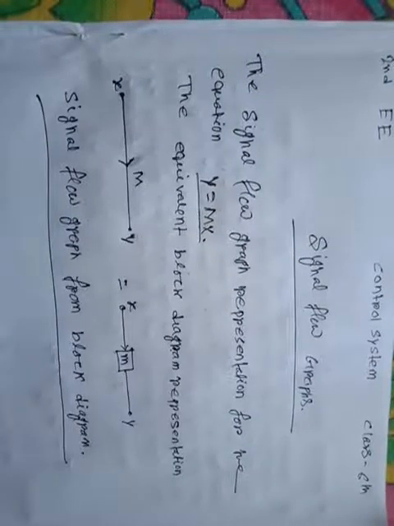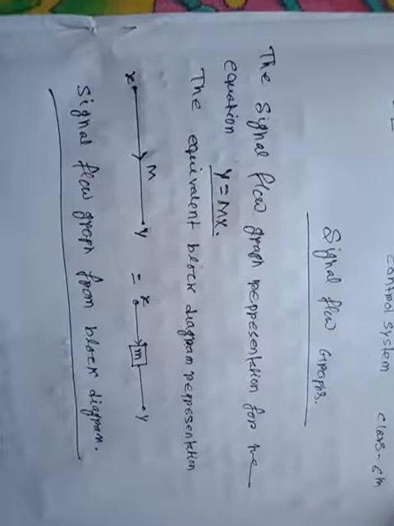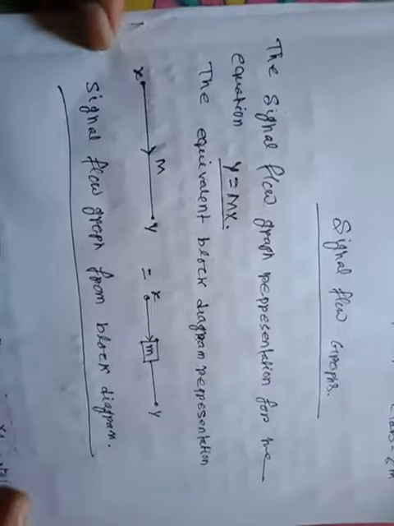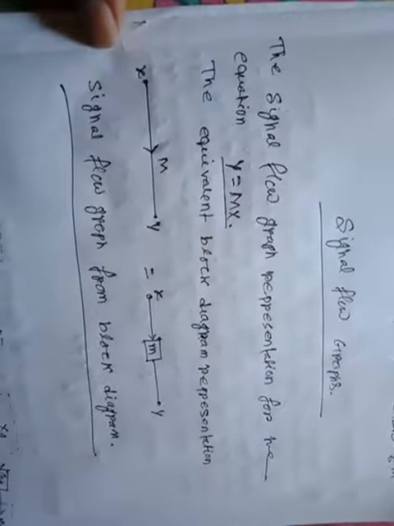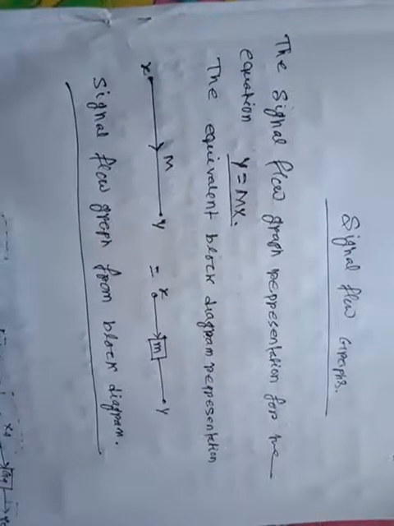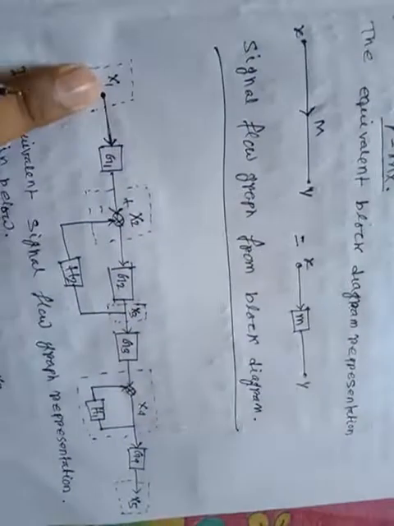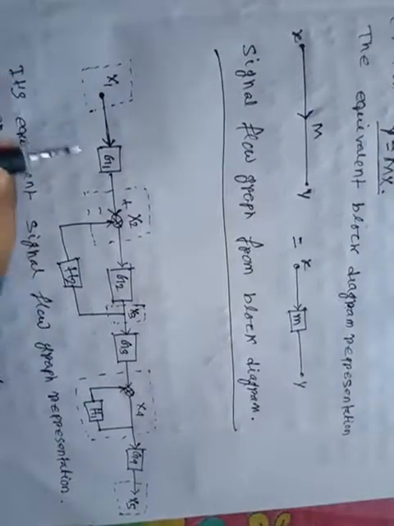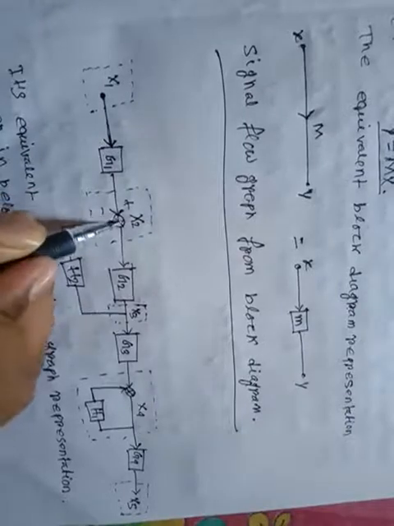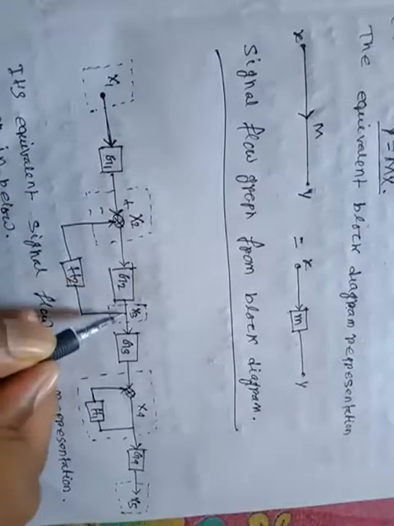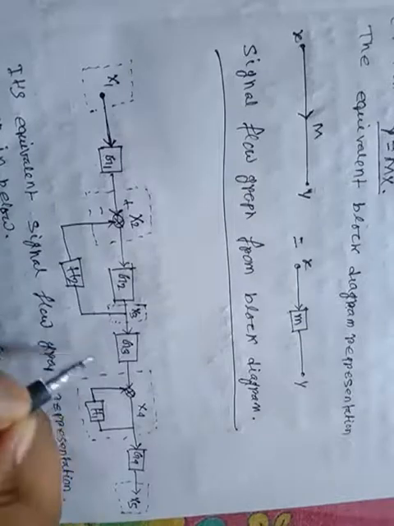Consider the block diagram representation of the system. Here x1 is the input, g1 is the transfer function, then a summing point, and g2 is another transfer function, then a takeoff point, then a transfer function, then another summing point, and the takeoff point leads to another transfer function, and the output is x5.